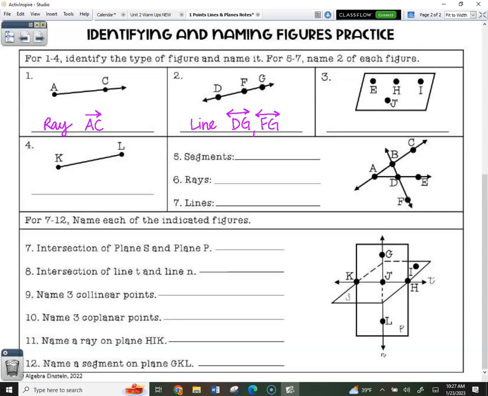Number 3 is what shape? It's a plane. There's only one way to name this, and it's any 3 letters. There are 4 letters here, so I personally picked EHJ. Doesn't matter. You could have picked EHI. You could have picked HIJ. But you would just say plane, and then you would write the letters. There's no symbol or anything.